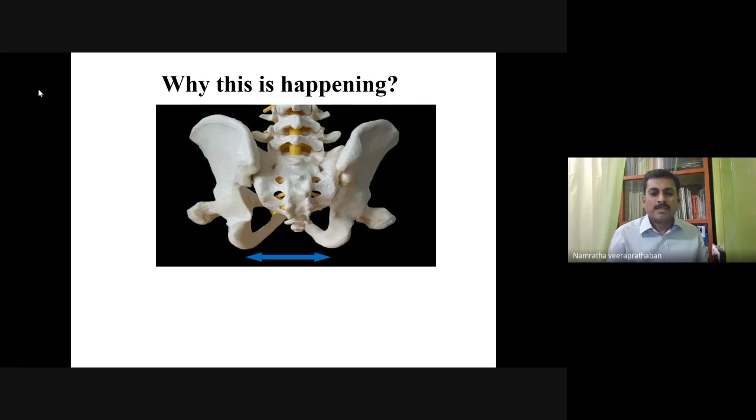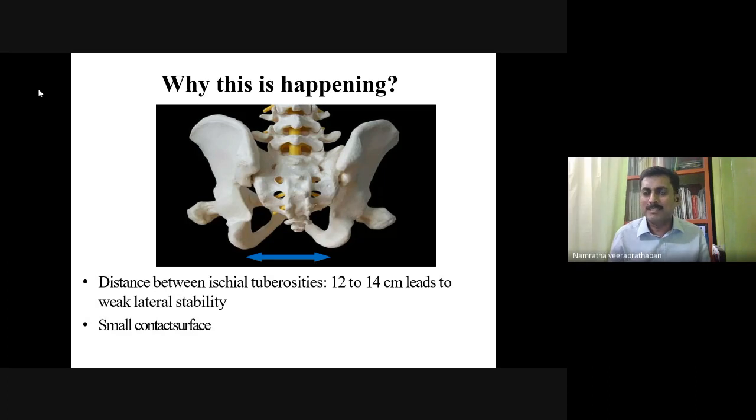If you look at the ischial tuberosities, they are very tiny bony prominences. And if you imagine the distance between the two ischial tuberosities, right and left, you'll be amazed. It is just 12 to 14 centimeters, which is very small. On top of that, our whole body mass is built in sitting. So when the distance is very small, you will have weak lateral stability.